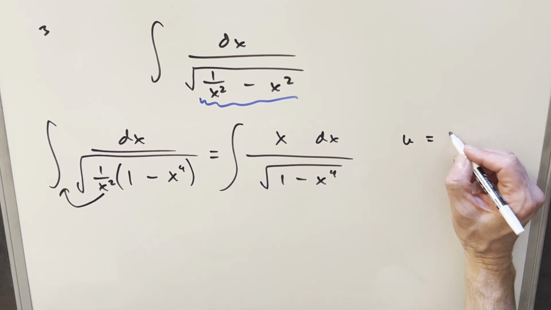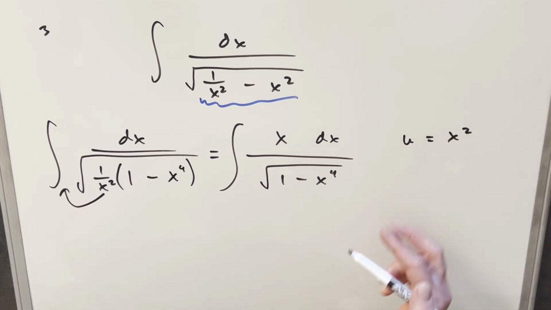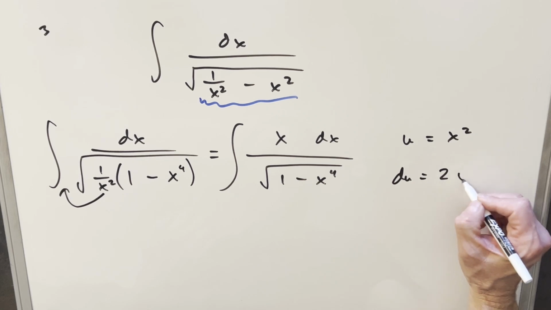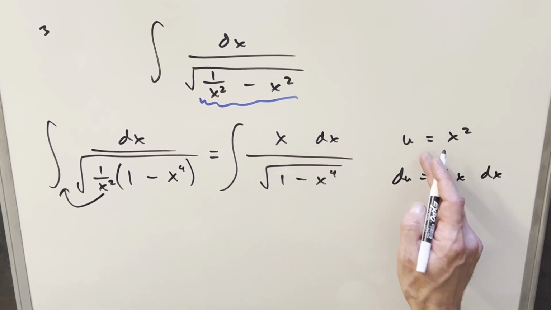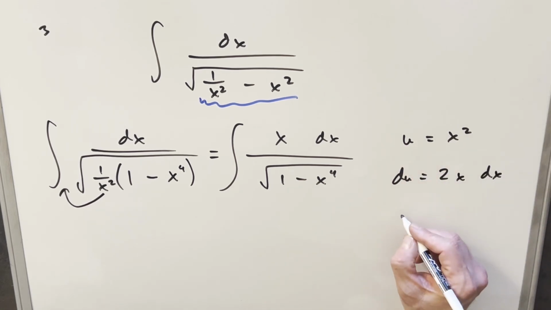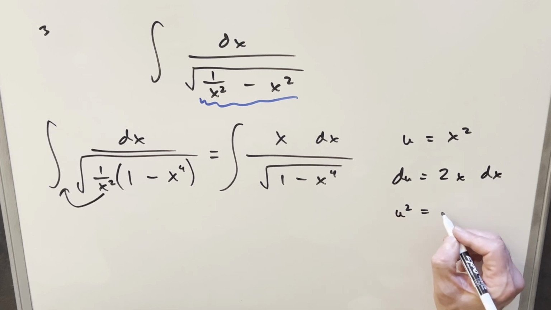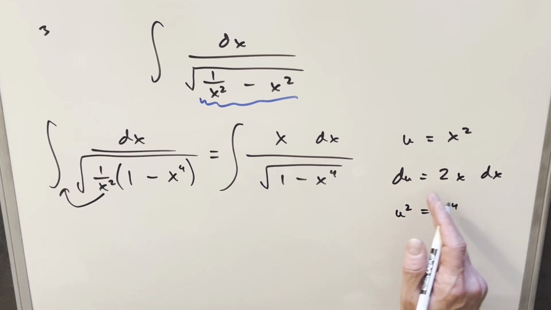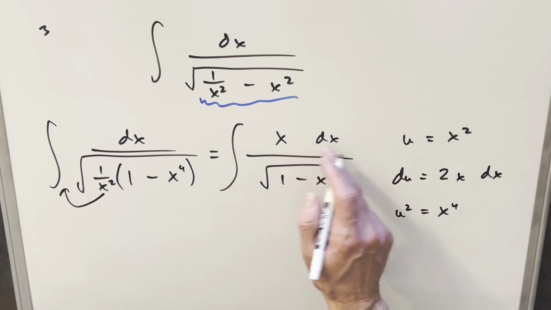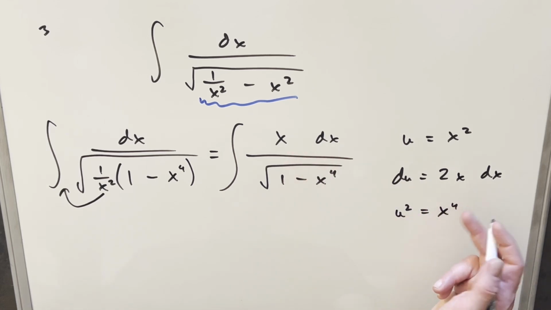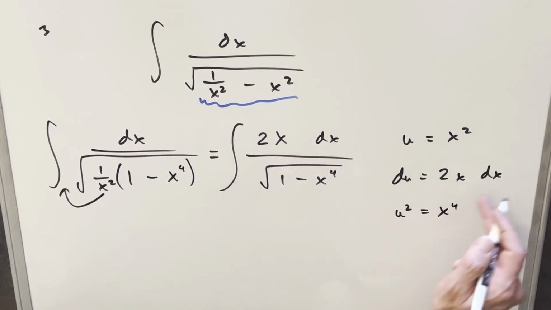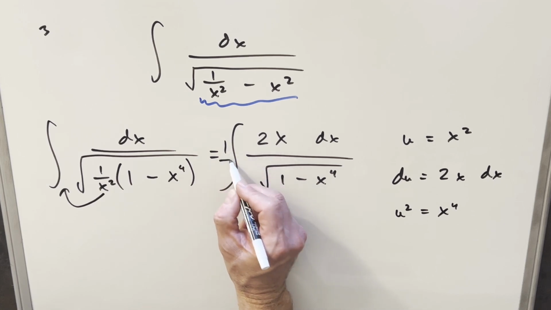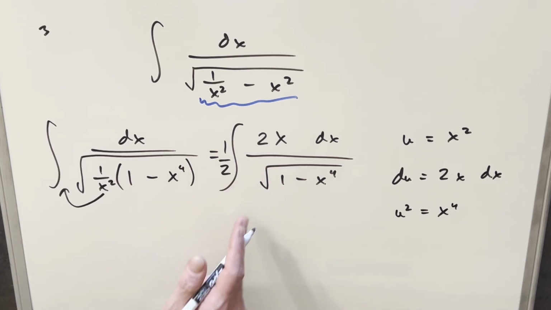We'll say our u is going to equal x squared. Then if I take my derivative, we find du is equal to 2x dx. And then again, just to make it clear, if we have u equals x squared, then u squared equals our x to the fourth that we have right here. Then before we do the substitution, we have x dx here in the numerator. We want 2x dx. If I just multiply by 2, now we have du here in the numerator exactly, but I'll multiply by 1/2, just so that I'm not changing the problem.